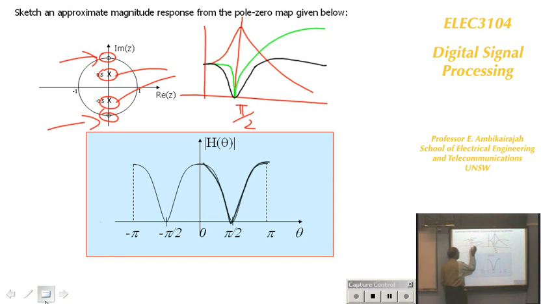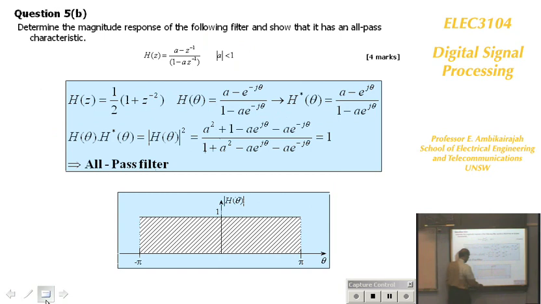Here's another example of how to calculate the magnitude response. Determine the magnitude response. Remember, we learned earlier, if you have got H(z), what do you do? You substitute z equal to e to the j theta.